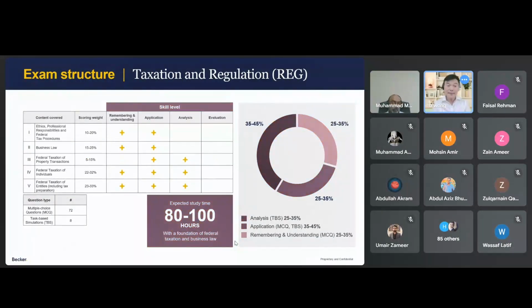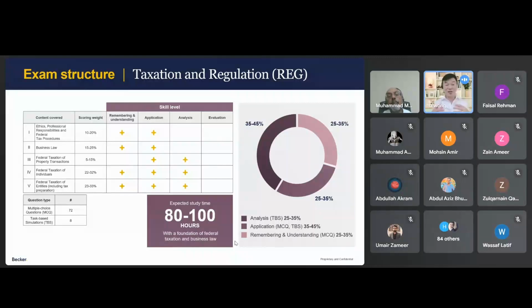Okay, the last core exam is REG, regulations. Basically, they're testing you on taxation and regulations. About 70% of this exam is taxation, and they're only testing you on federal taxation. They're not going to test you on state tax, because with 50 states in the US and 5 jurisdictions, it could get really, really complex. So they're only testing you on federal taxation.